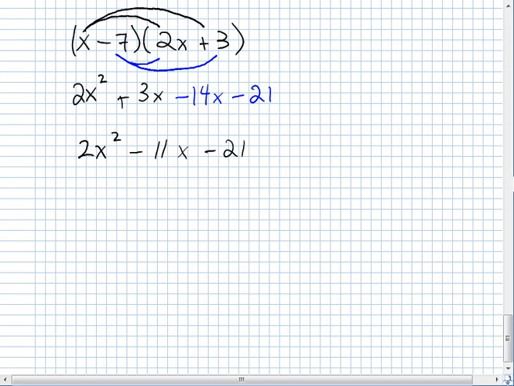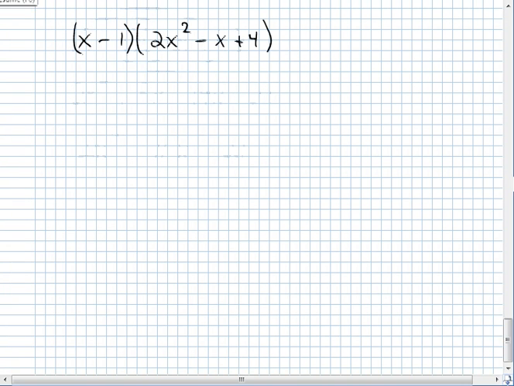Okay, so now, providing you did that one okay, what happens when you start multiplying binomials by trinomials? It's the same process. In other words, you're multiplying every term in the first polynomial by every term in the second one. So you're going to take this x right here, multiply it by the 2x squared, multiply it by the negative x, multiply it by the positive 4. And then repeat the same process with the negative 1. So why don't you go ahead and apply that methodology and see if you can come up with the correct answer. I'm going to reveal it in 3 seconds.